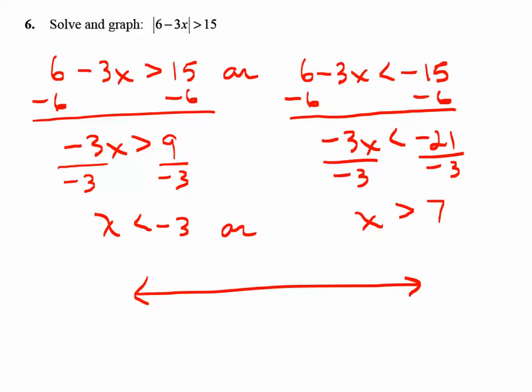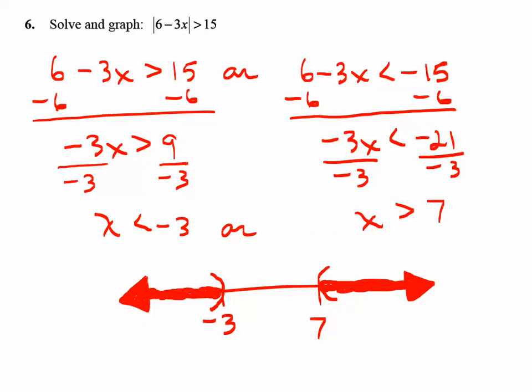Alright, so graphing this here, negative 3 over here, 7 on the other side. It's going to be a parenthesis going off to the left. X greater than 7 is going to be a parenthesis going off to the right. And again, can you write it in interval notation? We got ourselves a negative infinity, because it goes off to the left, to negative 3. Because there's a break there, there's a union, 7 off to positive infinity.